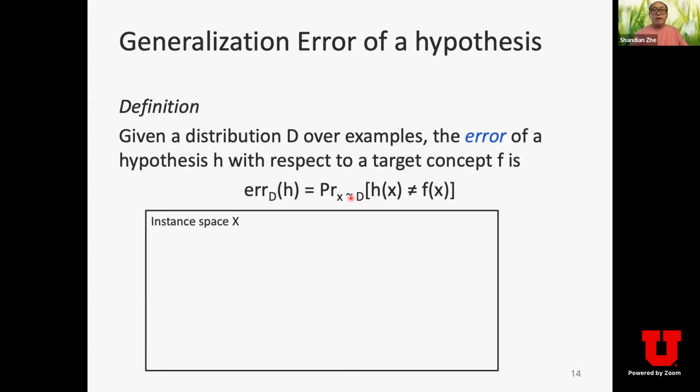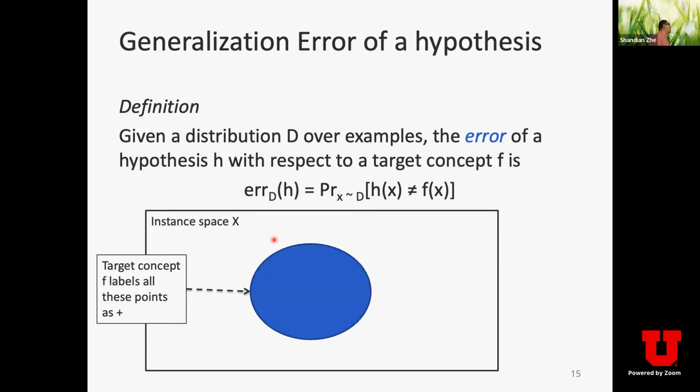So now if we want to give a concrete or intuitive view of the generalization error, suppose this is your instance space X. Remember there's an underlying distribution D defined on this instance space X, the big rectangle. So maybe the instances here will have less probability density than the instances here. It depends on D.